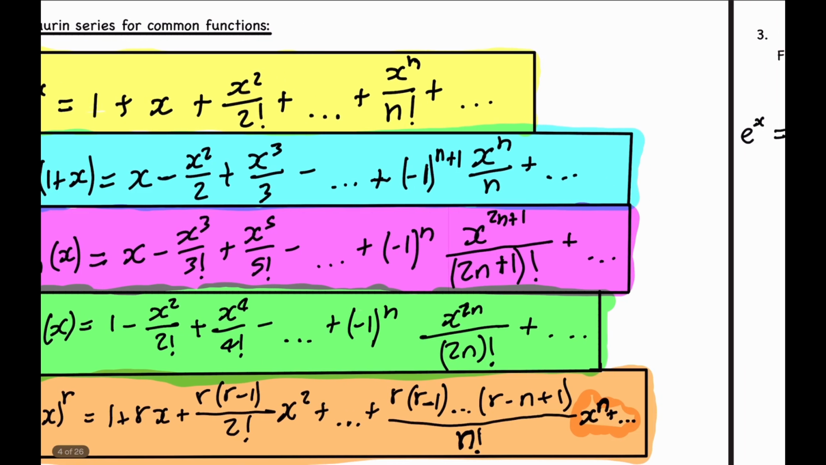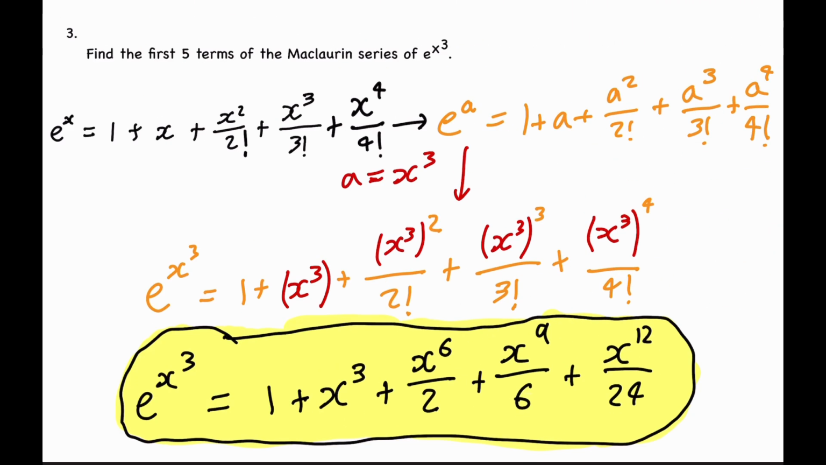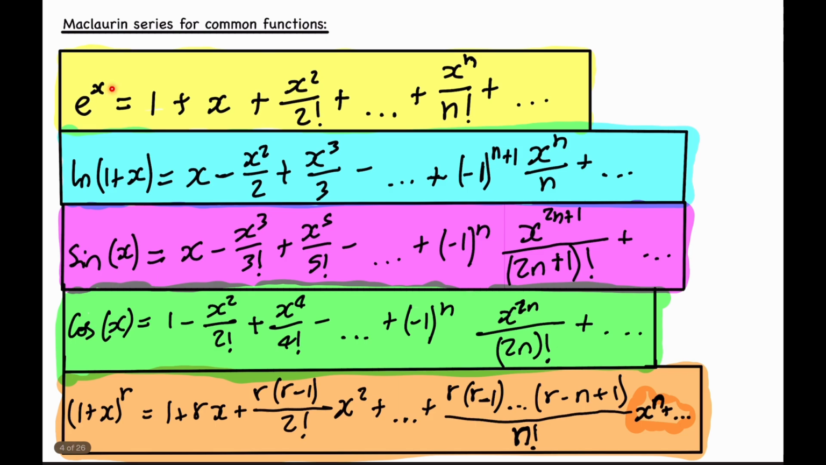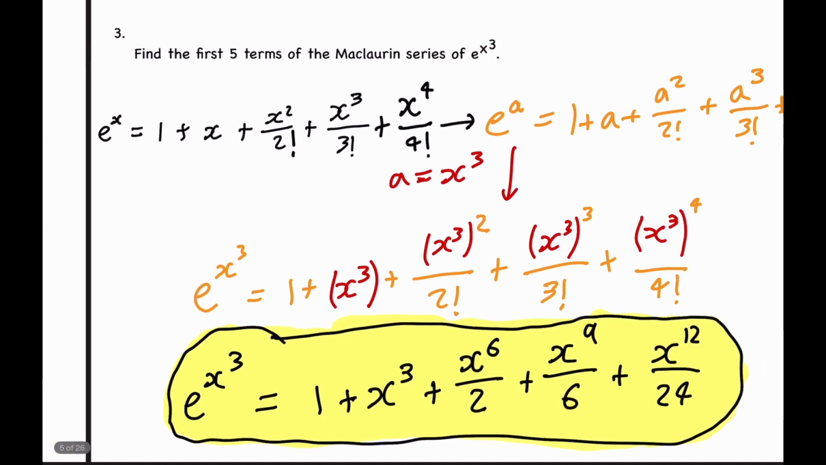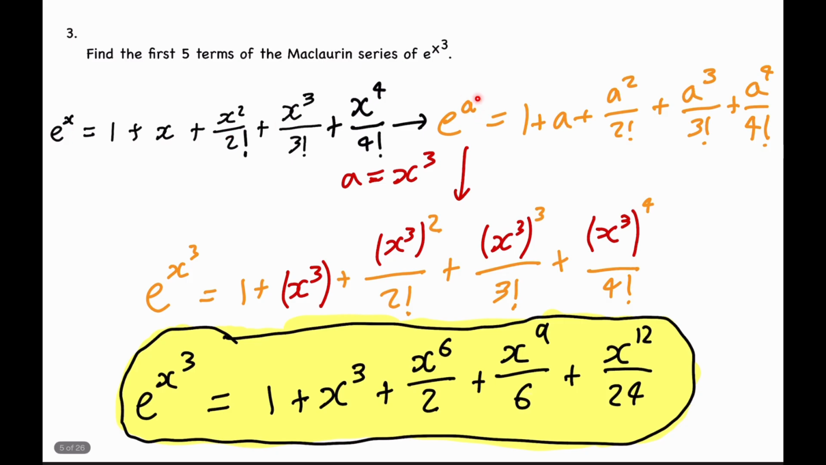So now let's move on to a question. And here it asks to find the first 5 terms of the Maclaurin series of e to the x cubed. So as we saw before, e to the x has a known Maclaurin series, as we see up here. And if we substitute our x cubed into the x of the Maclaurin series, we'll make a new Maclaurin series with a instead of x, so like this, which is basically the same as this, but instead of x we have a.